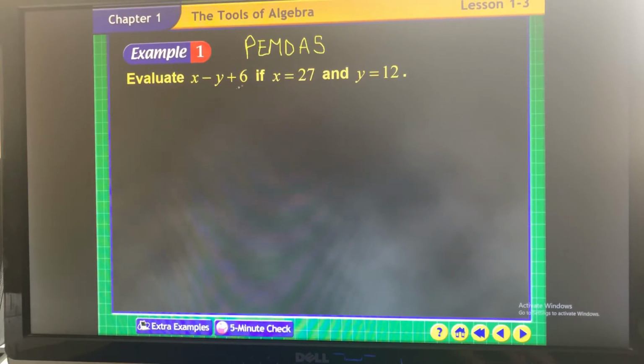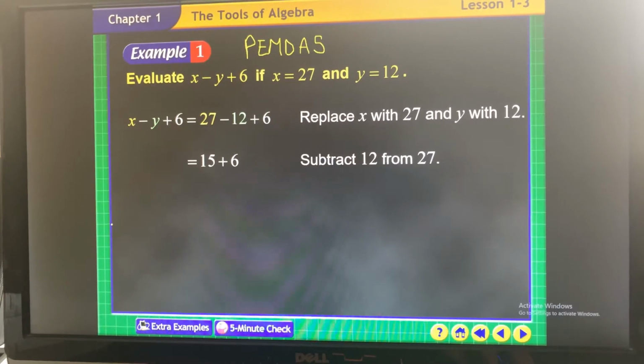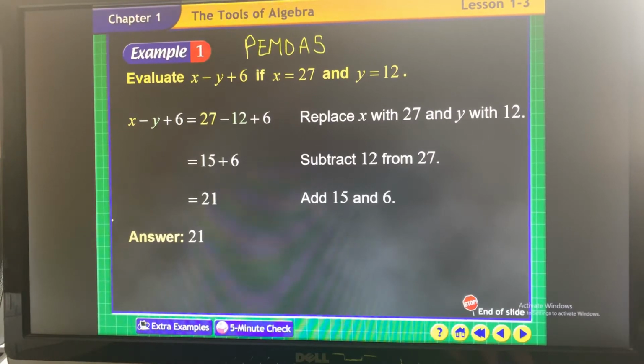So the first thing you're going to do is evaluate this algebraic expression if x is 27 and y is 12. So all we're doing is substituting the numbers in place of the variables. So we have 27 minus 12 plus 6. It's 15 plus 6, and then you end up with 21. And that's it.